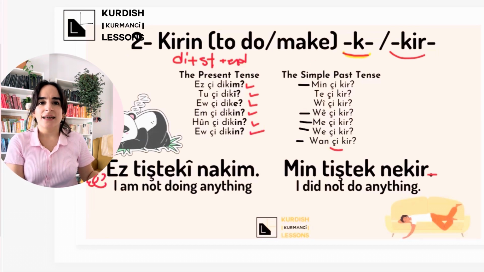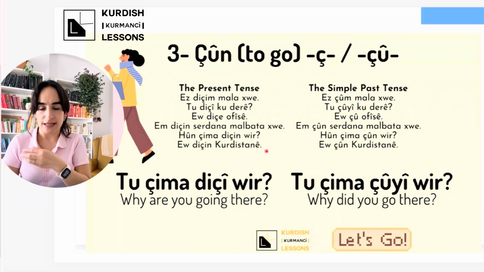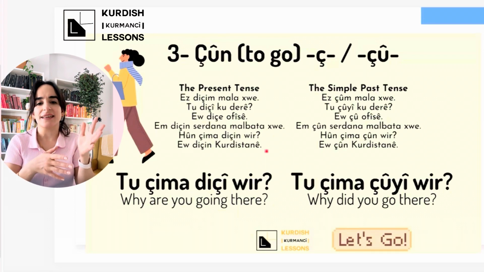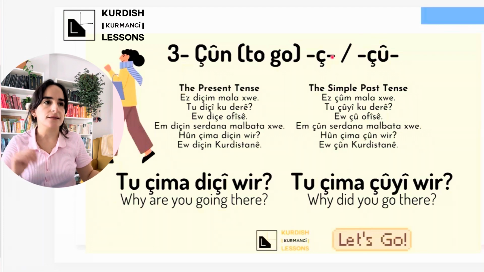Okay, so the next verb is chun. Chun is an intransitive verb, so you don't need to use the oblique pronouns min, te, we in the past tense. Intransitive verbs, like these movement verbs, don't take any object, and the ones which take an object are transitive. So chun is intransitive, the past stem is chu, the present stem is che.